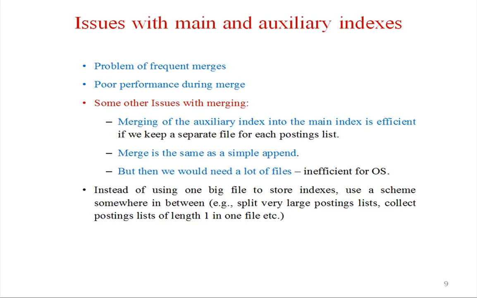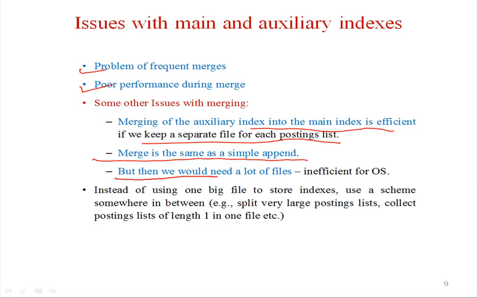The major issues with main and auxiliary indexes: the problem of frequent merges and the poor performance during merges. Some other issues: merging the auxiliary index into the main index is efficient if we keep a separate file for each posting list. Merge is the same as a simple append, but then we would need a lot of files, which is insufficient for the operating system.